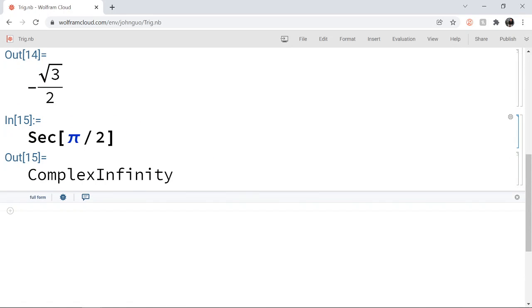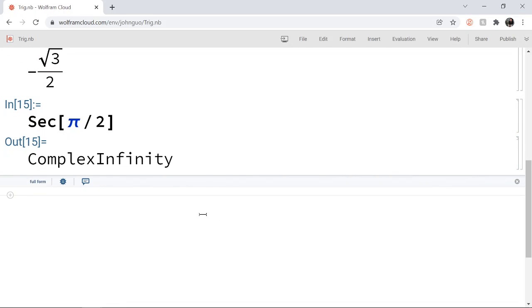Now you might remember that cosine's reciprocal trigonometric function is secant. And so secant of pi over 2 is really 1 over cosine of pi over 2. Well, cosine of pi over 2 is 0. And so 1 over cosine of pi over 2 is 1 over 0. 1 over 0 is undefined. And so this is Mathematica's way of saying undefined in a more specific way that is useful in different contexts, but maybe not so much here. So let's just interpret this as implying undefined as a result for secant of pi over 2.